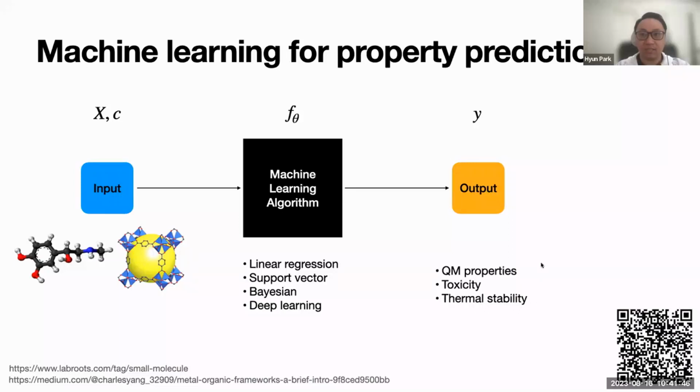I am just listing some examples of what the output can be. It can be quantum mechanical properties, like HOMO, LUMO, band gap, or zero-point vibration energy. Or it can be something like toxicity or the binding affinity of a drug to a protein. Or in the case of metal-organic frameworks, I have seen tasks where certain properties such as thermal stability or carbon capture capability, like CO2 adsorption, are important. Those are what we call the properties, or the outputs, that we want to predict.